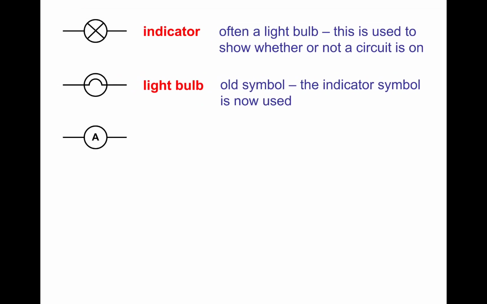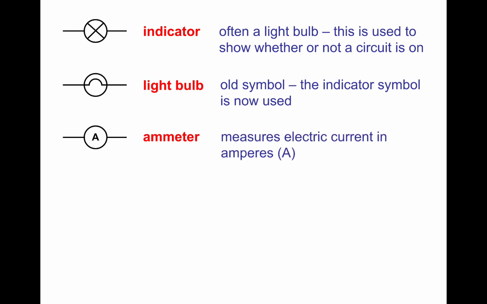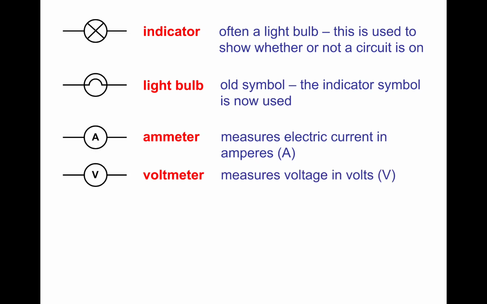So that one, you should be familiar with this one. That's an ammeter. Ammeters measure electric current in amperes or amps. The symbol's an A. Remember that ammeters go in series with the components. Next one, V. So it's a voltmeter. Voltmeters measure voltage. Voltage is measured in volts. Voltmeters always go across the components. If you've done the IV characteristics lessons, then you should be familiar with where a voltmeter goes.